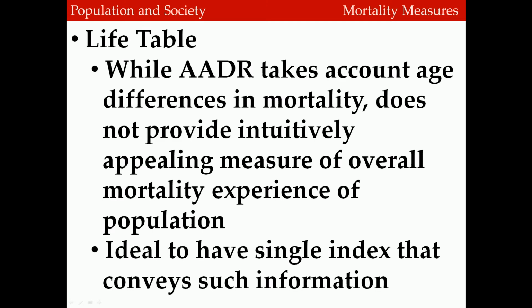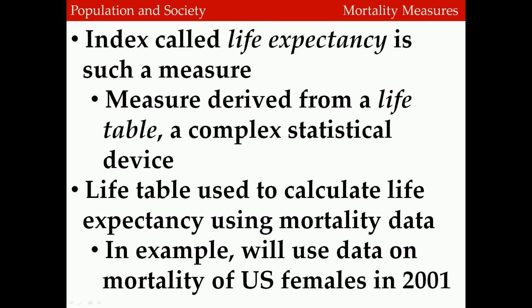So while the age-adjusted death rate takes into account the age structure in its effect on mortality, one problem with it is it doesn't provide an intuitively appealing measure of the overall mortality experience of the population. Ideally, we'd have some kind of an index that conveys information on the overall mortality experience of that population. And so what we're going to do is calculate something called life expectancy, which is that measure.